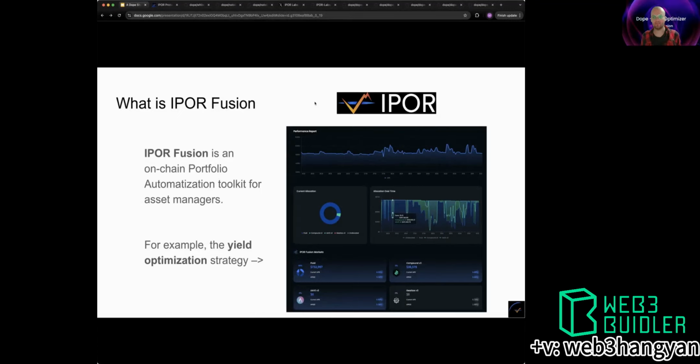So one last background just before we keep going. I just want to talk for 1 second about IPOR, because I think if you understand what we are trying to do, you understand the motivation that we have on this optimization side, right? So we are IPOR Labs, and we are building IPOR Fusion, which is basically an on-chain portfolio optimization toolkit for asset managers. So one example is this yield optimization strategy, right?